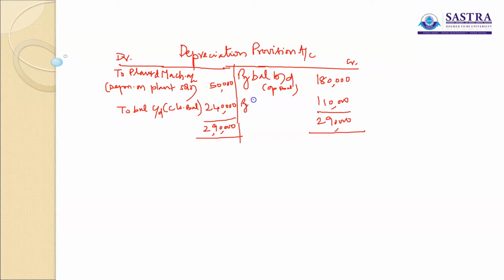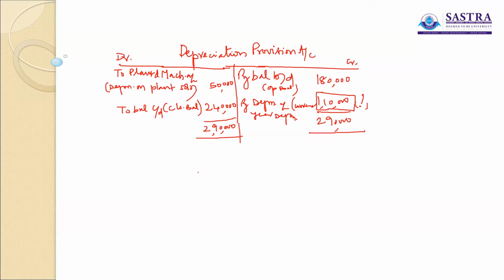So by depreciation account, which means current year depreciation, and this is your balancing figure. 1,10,000 is your answer. This is for the entire assets. The depreciation claimed for the current year is 1,10,000. Out of it, 50,000 is for assets sold.